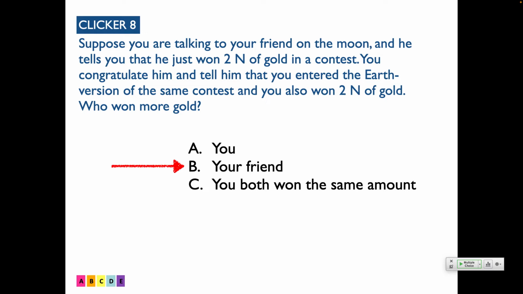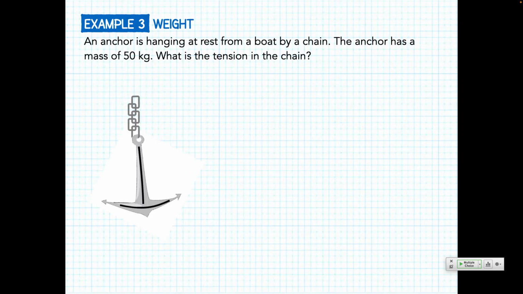So the other way to do it is you can just divide by the g's that we know. So you can divide 2 by 1.6, and you can divide 2 by 9.8, and obviously bigger denominator means less gold, okay? So your friend has more gold, and if you answered anything but B, I have some things I'd like to sell you. Okay, on the moon real estate.